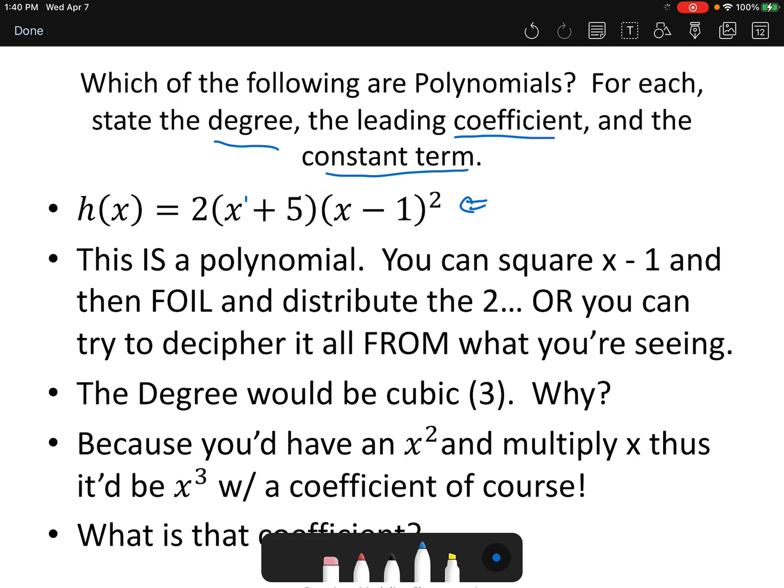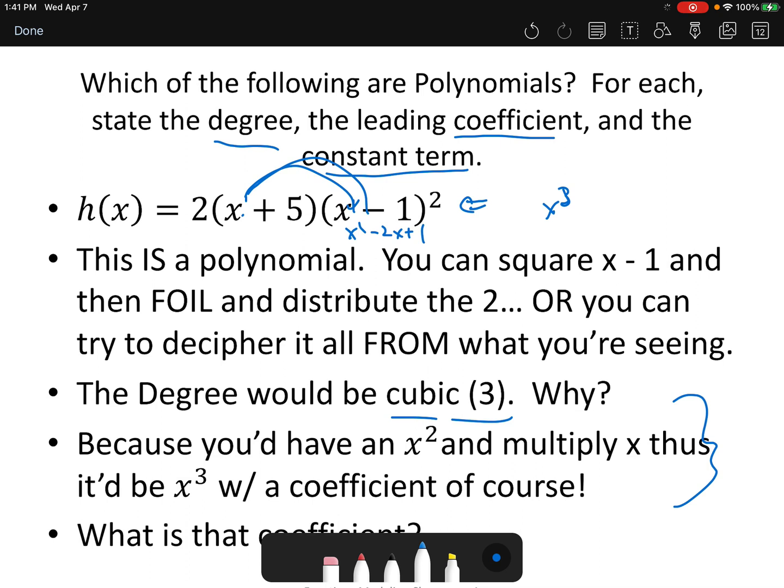Well, this is a 1 and this is a 1, but if we square x minus 1, it's going to be x squared. And when we take x times x squared, lo and behold, we'd have x cubed. So without even doing the math, we know it's going to be a cubic function. It just is, because this is going to be x squared minus 2x plus 1, and then when we multiply by x and by 5, it's going to be x cubed. Okay, and that is explained all down here.